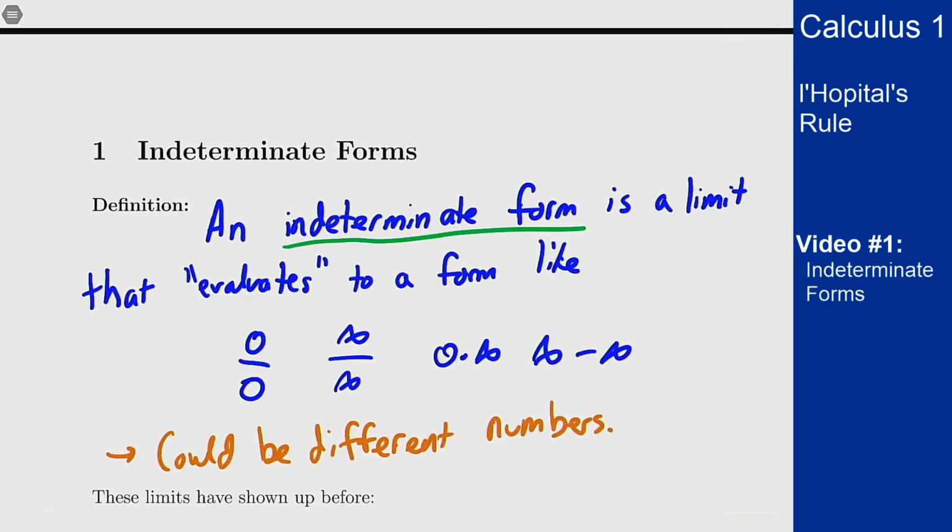And the same goes for all these forms. I could have an infinity over infinity that evaluates to -1 and that evaluates to +5. Right? So there's no definite number. They're not always 1 or something like that, which is why they're indeterminate. We have to do more work to try to figure out what they are.